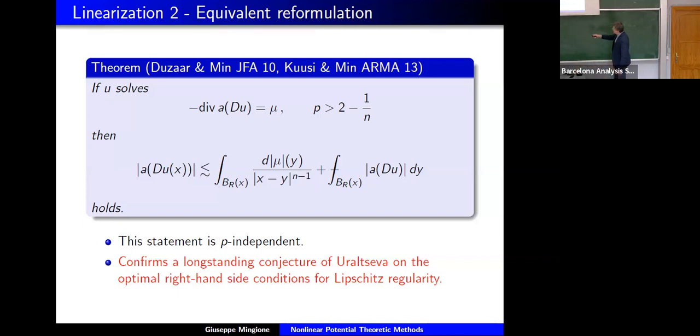And this confirms a long-standing conjecture of Uraltseva. Because we also conjectured that the sharp conditions on the right hand side in order to guarantee that the gradient is bounded was P independent. And on the right hand side, you get a quantity which is P independent. So you assume that this quantity is bounded, this implies that this is bounded, and this is confirmed.